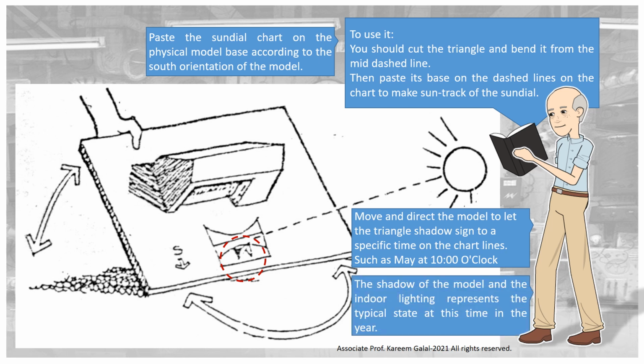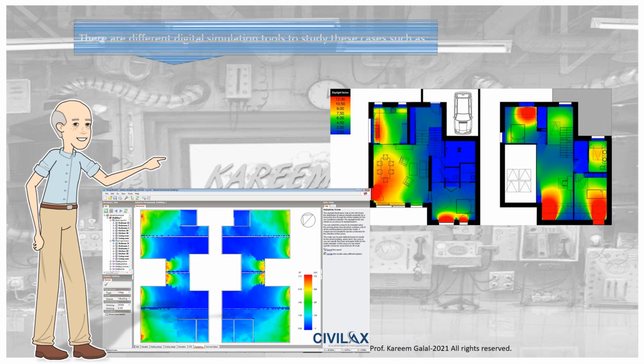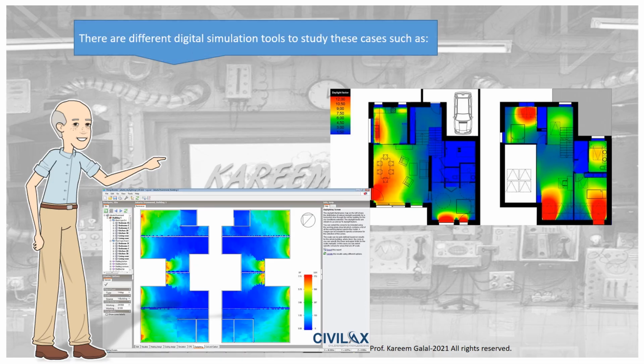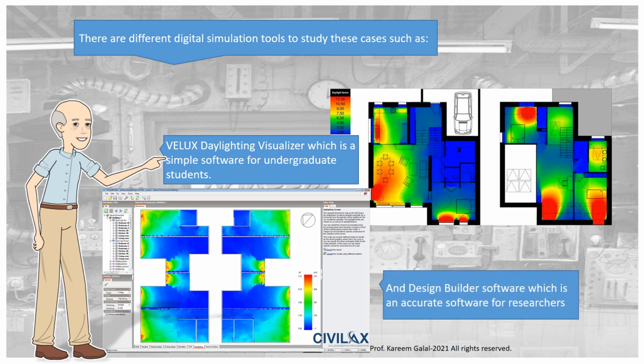The shadow of the model and the indoor lighting represents the typical state at this time in the year. But wait, what about the complicated model forms and spaces? There are different digital simulation tools to study these cases, such as Velux Daylighting Visualizer, which is a simple software for undergraduate students, and DesignBuilder software, which is an accurate software for researchers.